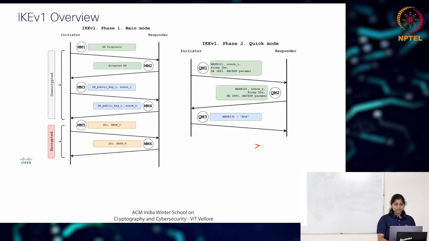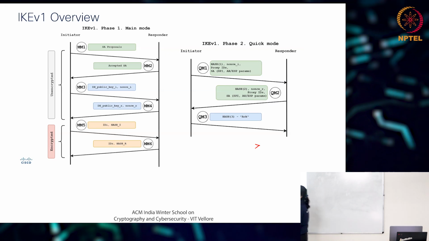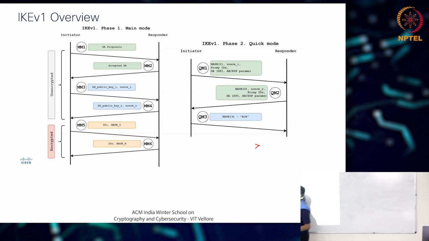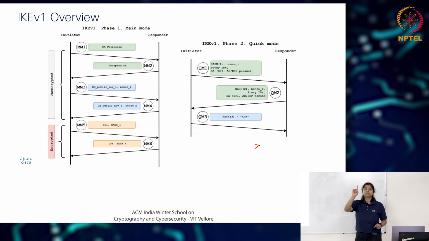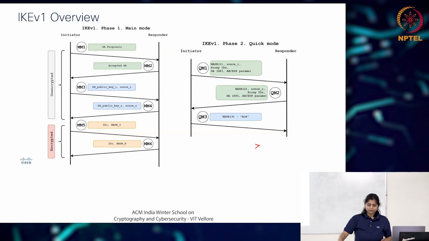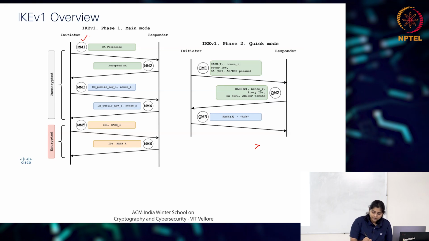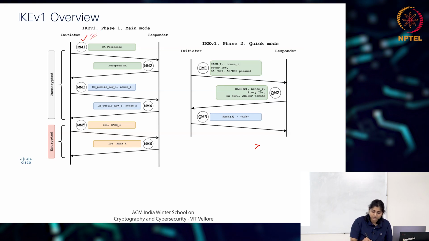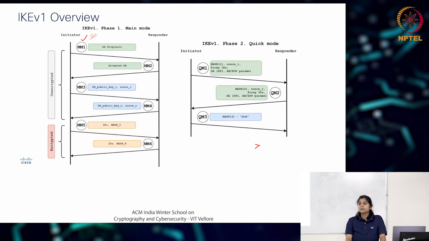Now, if we go back and assume that this guy has sent, the message that you saw is MM1, main mode 1. So we are done with main mode 1. It sends: do I support this? Do I support this? All these algorithms are sent to the responder.